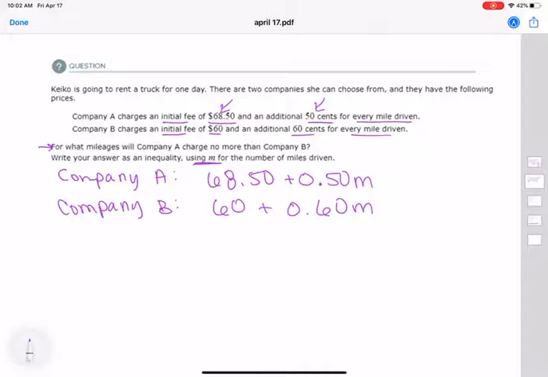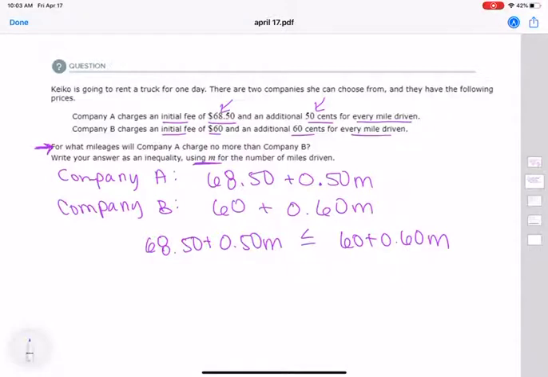Let's read that question again. For what mileages will company A charge no more than company B? I'm going to put them next to each other. Company A is no more than company B, so the one on the left is going to be no more. That means it has to be less than or equal to, because it is less than, or it might be the same. Now that it's all set up, we just go ahead and solve.